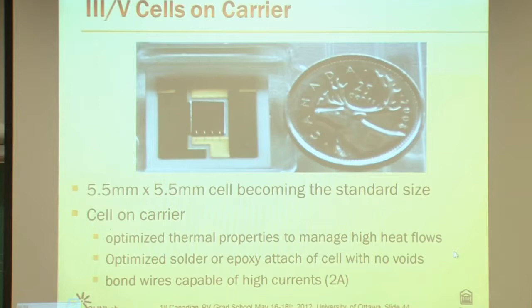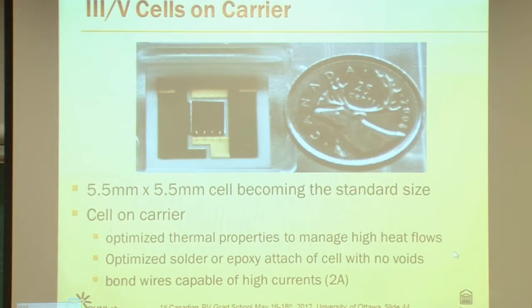You need optimized thermal properties of that carrier, and the attach, which can be either solder or epoxy. That needs to be done with high accuracy in the plates, or you'll get localized heating effects and thermal runaway. And bond wires, lots of bond wires capable of managing the high currents in the 2 amps range.